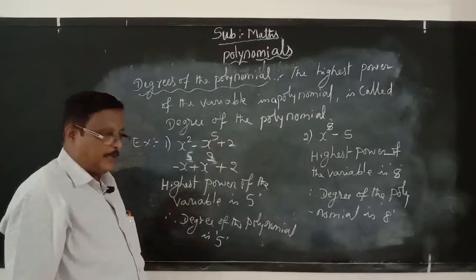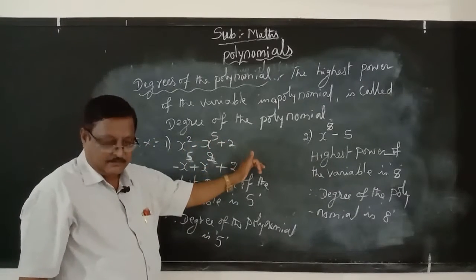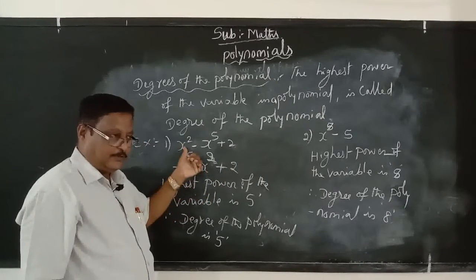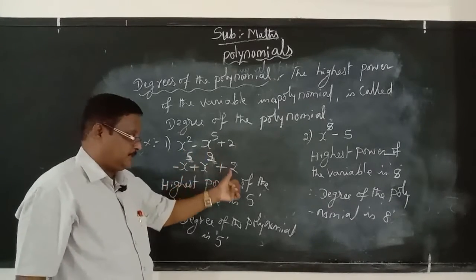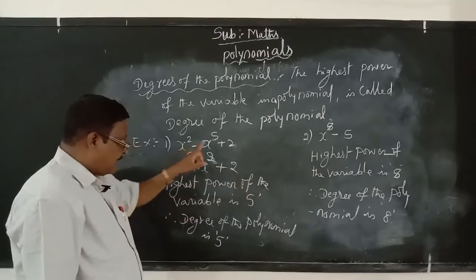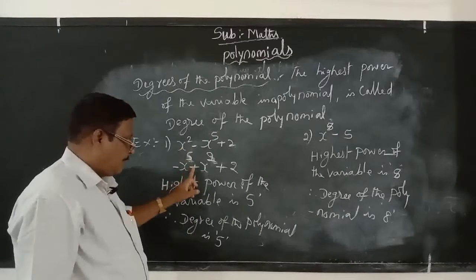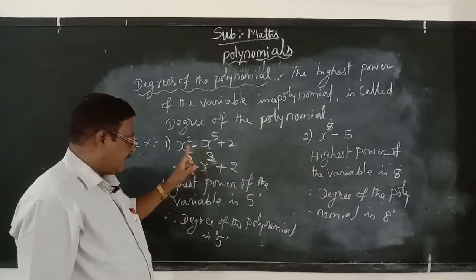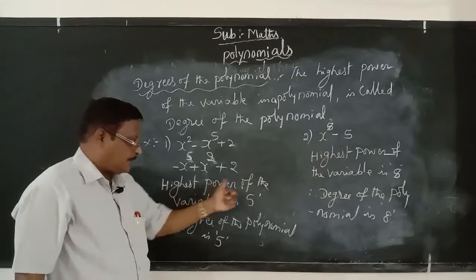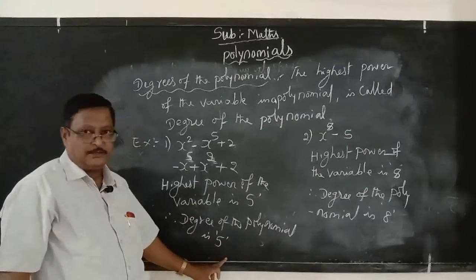In this polynomial, first write the terms in descending order. The highest power is x to the power 5, next x to the power 2, and next there is no x term, only a constant term. So minus x to the power 5 plus x square plus 2. Here the highest power of the variable is 5, therefore the degree of the polynomial is 5.